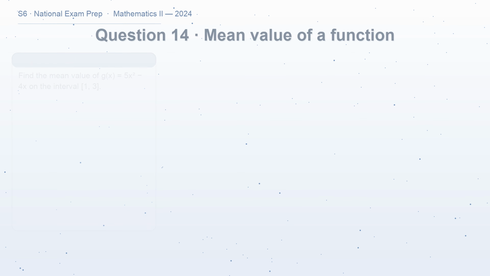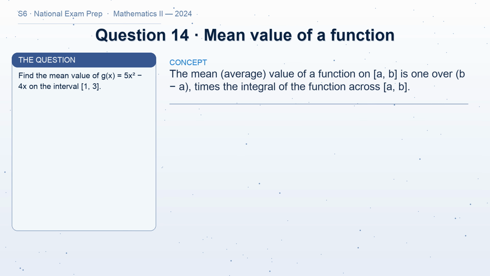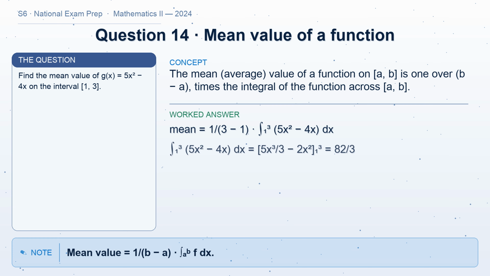Question 14. Find the mean value of 5x squared minus 4x on the interval from 1 to 3. The average value of a function over an interval is 1 over the width of the interval times the integral across it. The width is 3 minus 1, which is 2, so we need 1/2 times the integral from 1 to 3. Integrating 5x squared minus 4x gives 5x cubed over 3 minus 2x squared, and from 1 to 3 that comes to 82 over 3. Half of 82 over 3 is 41 over 3, about 13.67.